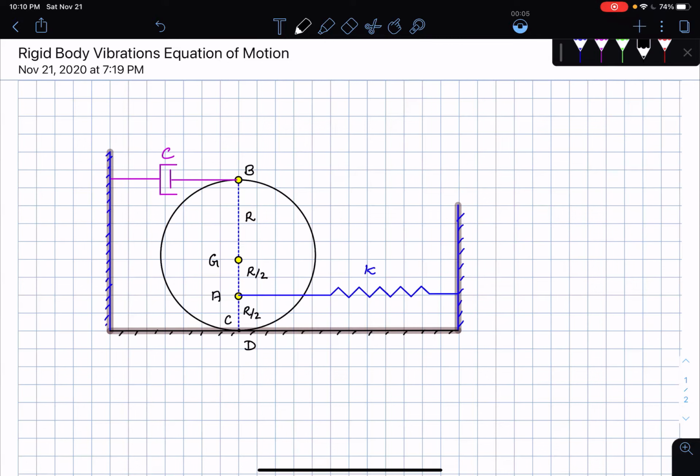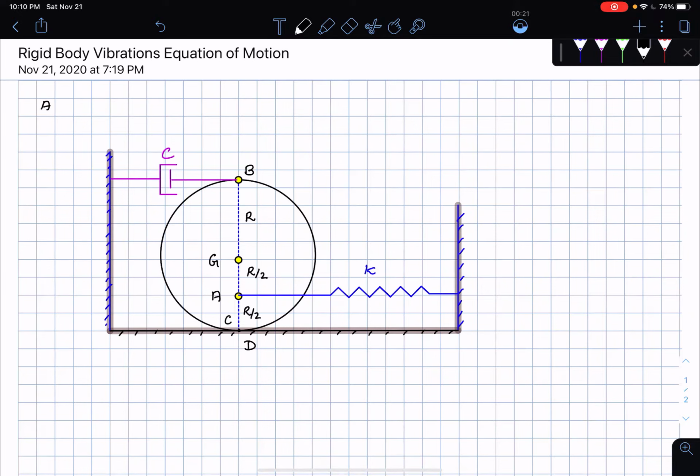So we'll be looking at a problem on rigid body vibrations today, and this is a problem that I have already drawn and kept ready for you. In this problem I have a uniform cylinder of radius r rolling without slip on a flat surface. Let me first write this down.